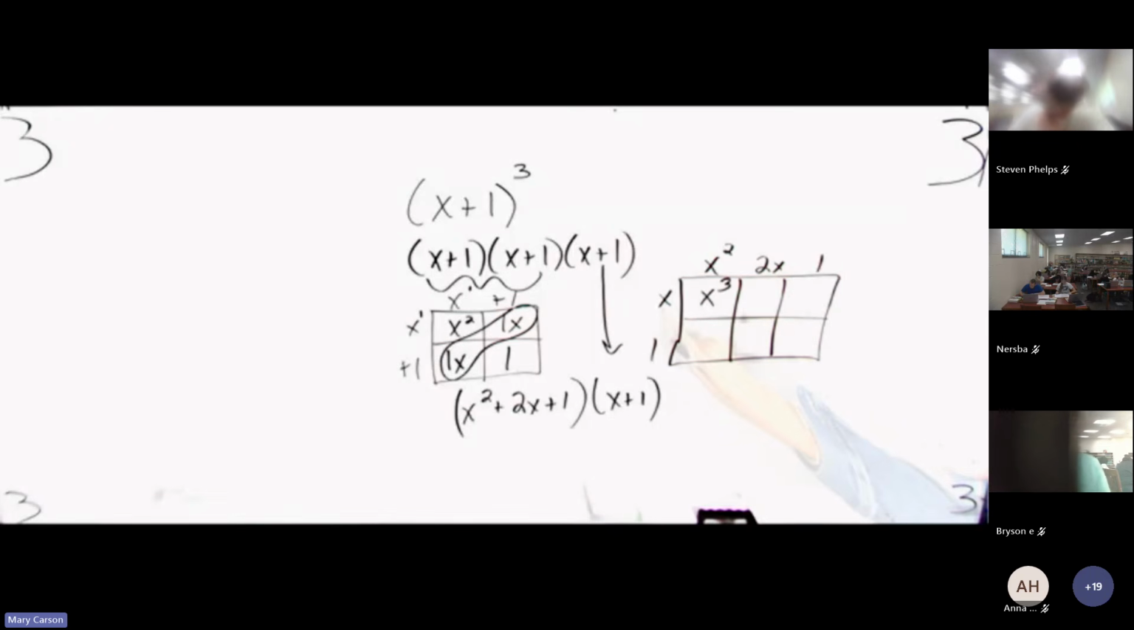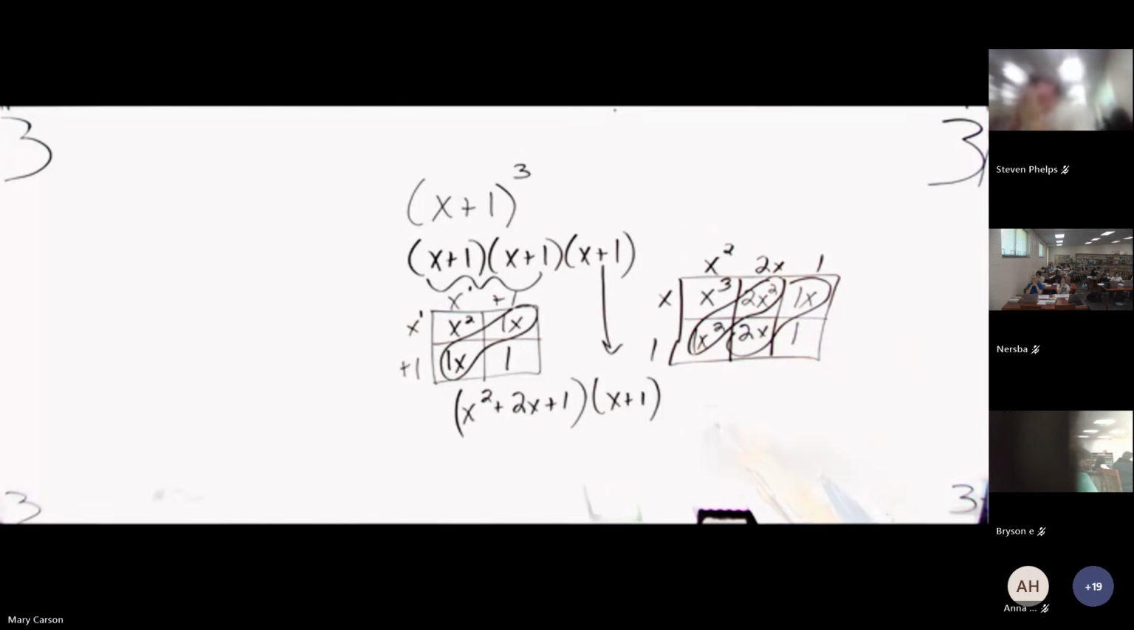2x times x is going to be 2x squared. 1 times x is 1x. 1 times x squared is 1x squared. 1 times 2x, 2x. And a 1 times 1 is 1. And then our diagonals, again, are your like terms.